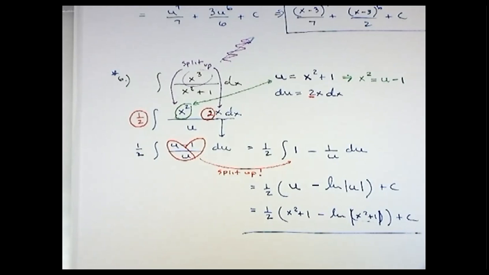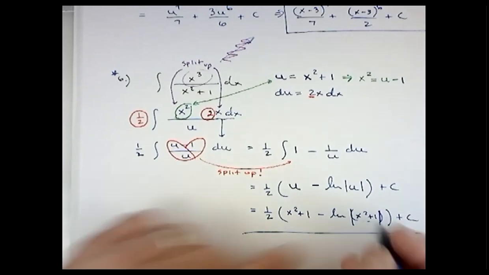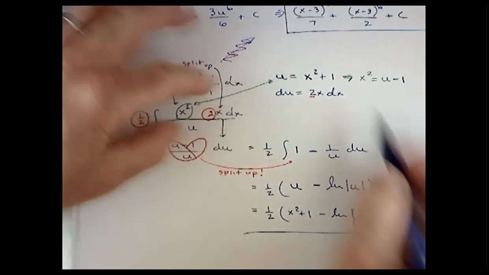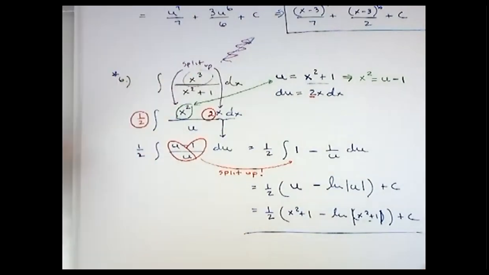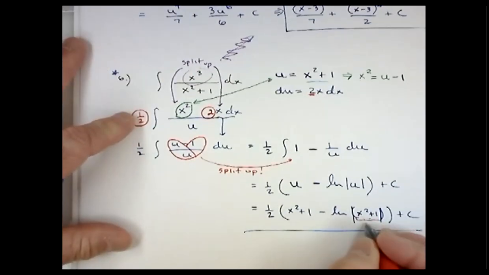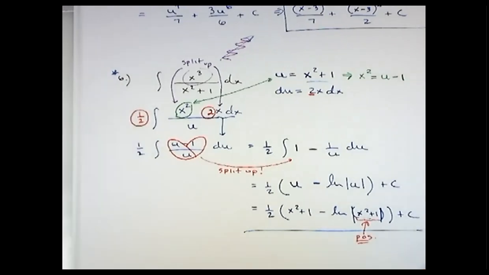Hey, Grant. Why is it always going to be positive? Just x squared plus 1. It just so happens that my u choice, anything you square and add 1, this will always be positive. Yeah. That makes sense. Thank you.